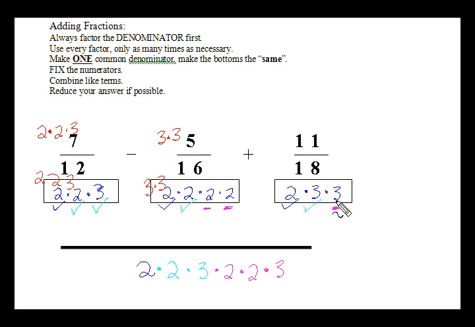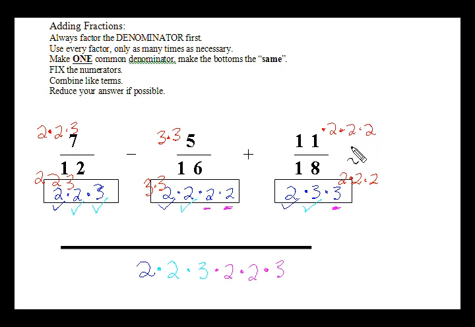This denominator has 3 factors, 2 3's, and a 2. So what it's missing is 3 of those 2's. So I need to put all 3 of those 2's down here so that this denominator with 6 factors is the exact same as this denominator. What I put in the denominator, I must also put in the numerator.